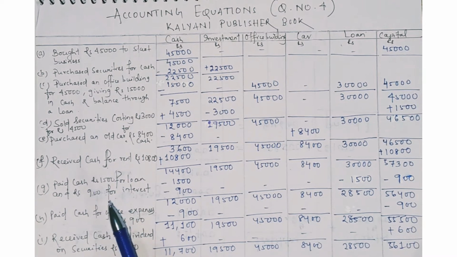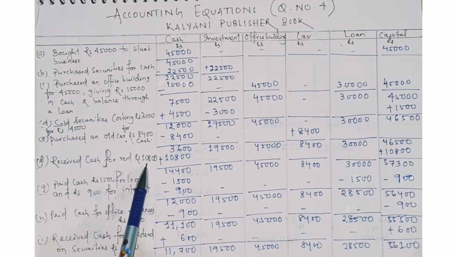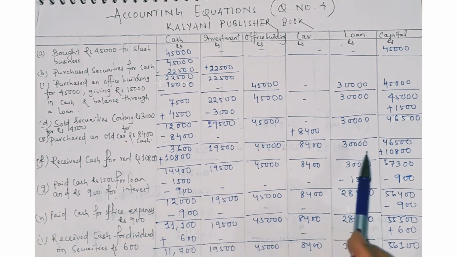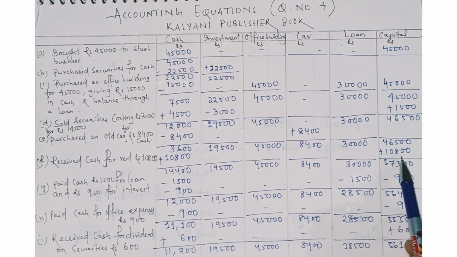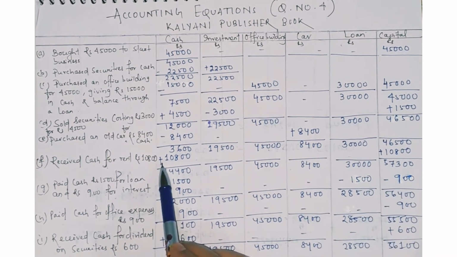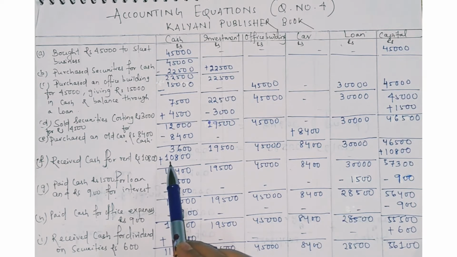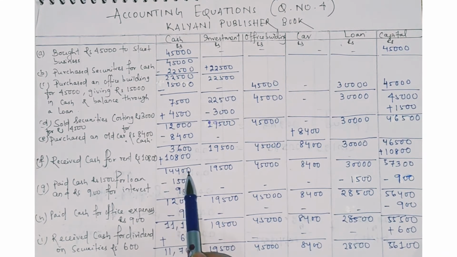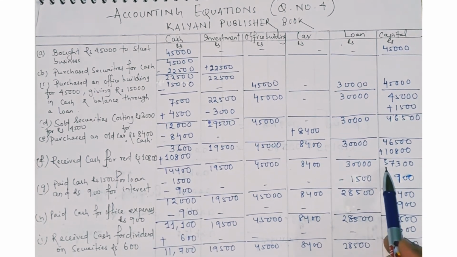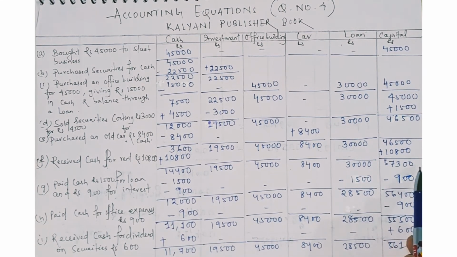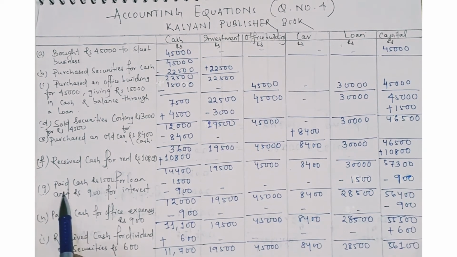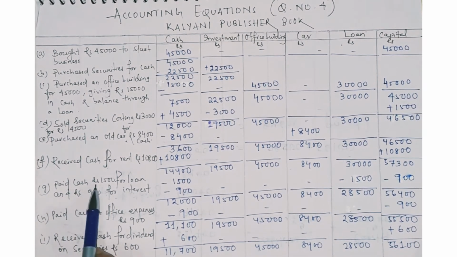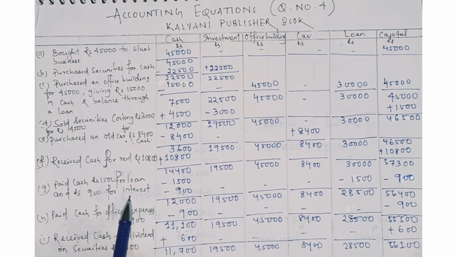Means we have given someone rent and he or she has paid the rent in cash of rupees 10,800. So here 10,800 is added to the capital and cash is also added of rupees 10,800. So it becomes 14,400 and capital becomes 57,300.